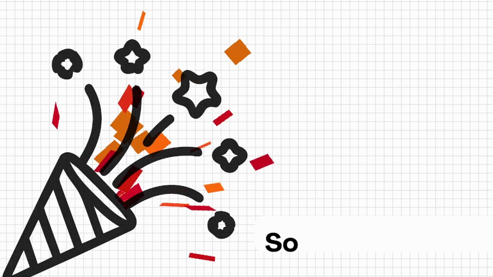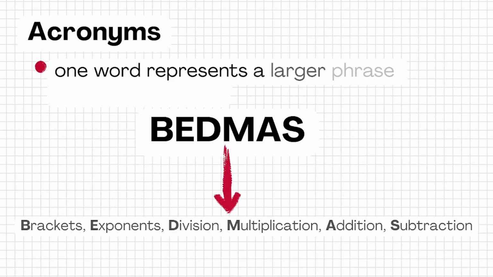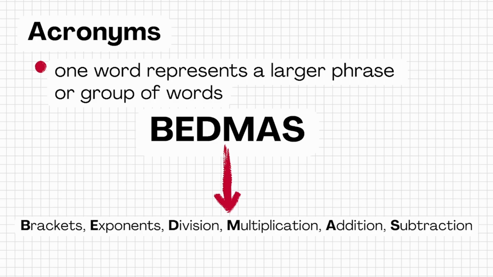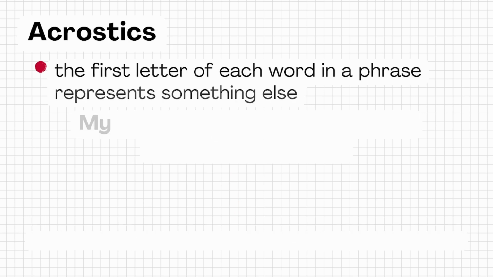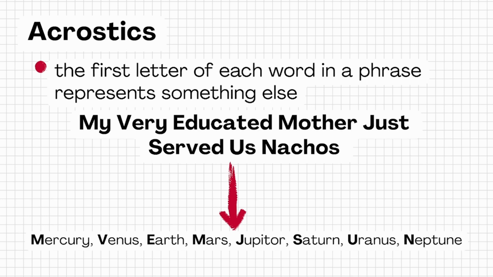What types of mnemonic devices can you use on your trigger sheet? There are so many options. Try creating acronyms where you use one word to represent a larger phrase or group of words. For example, BEDMAS is an acronym for the standard order of operations in a math problem. Acrostics are another great option, where you create a phrase and the first letter of each word in that phrase represents something else that you are trying to recall. For example, my very educated mother just served us nachos represents the order of the planets.